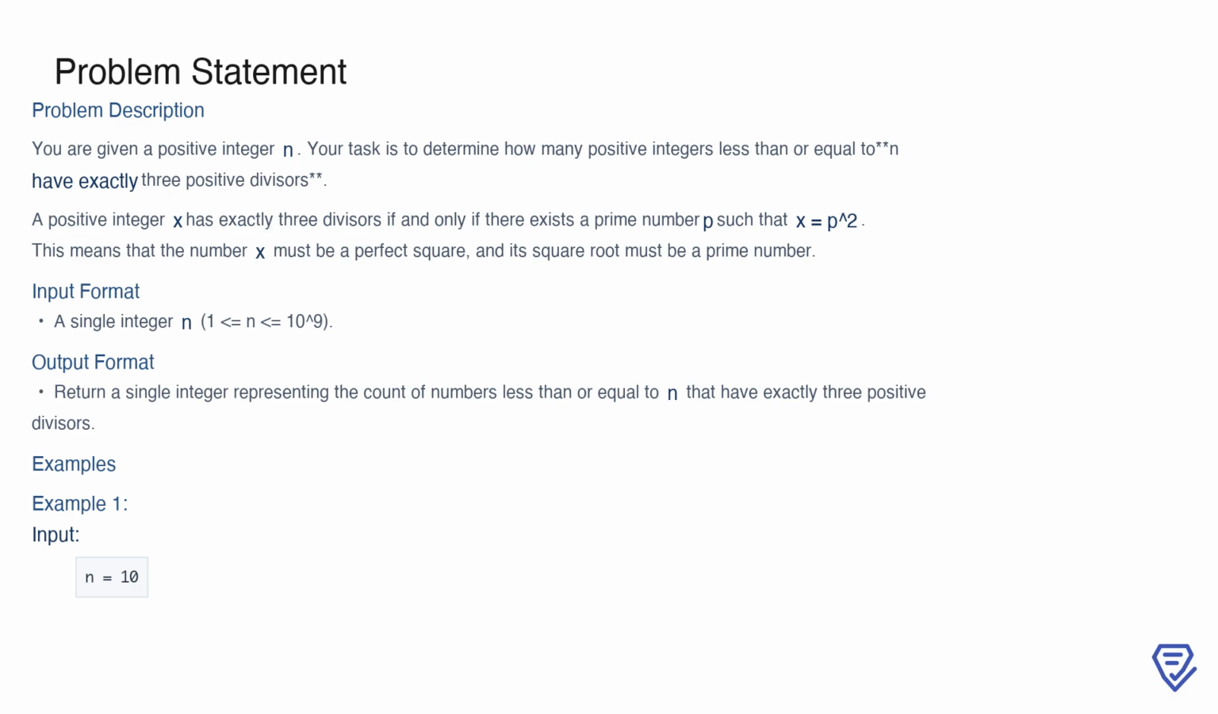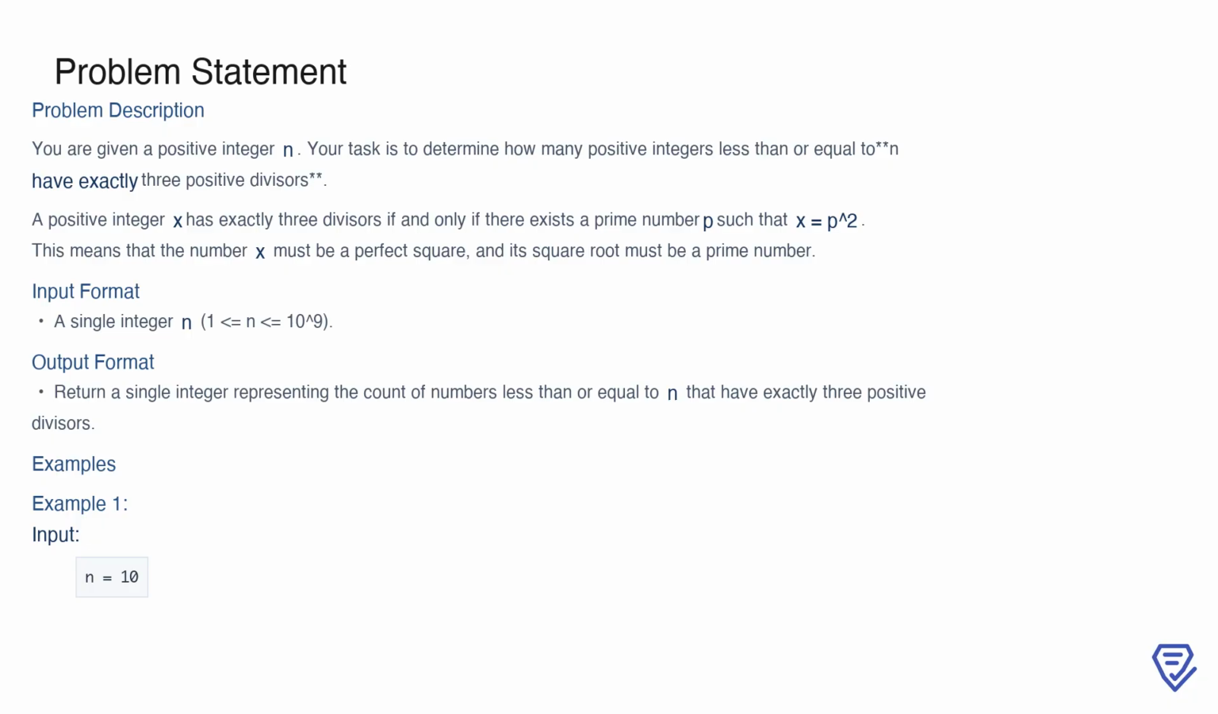For example, if x equals p squared, where p is a prime, then the divisors of x are 1, p, and x itself, which totals exactly 3. This means that the number must not only be a perfect square but also have a square root that is a prime number. The input to the problem is a single integer n, which falls within the range of 1 to 10 to the power of 9. And the output is a single integer representing the count of such numbers.